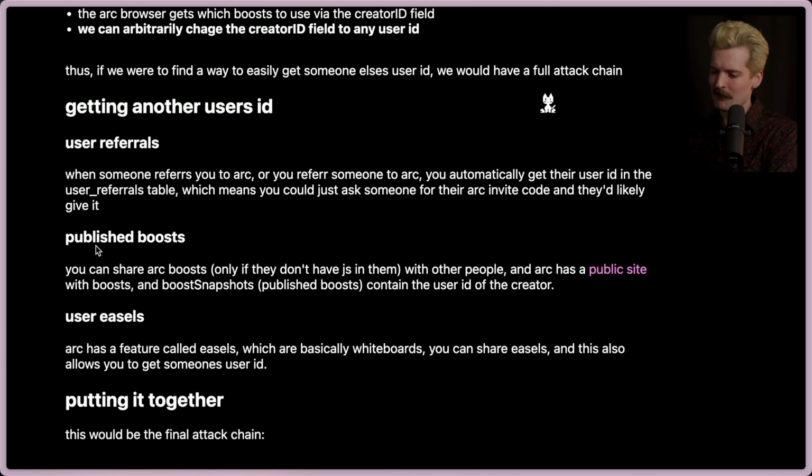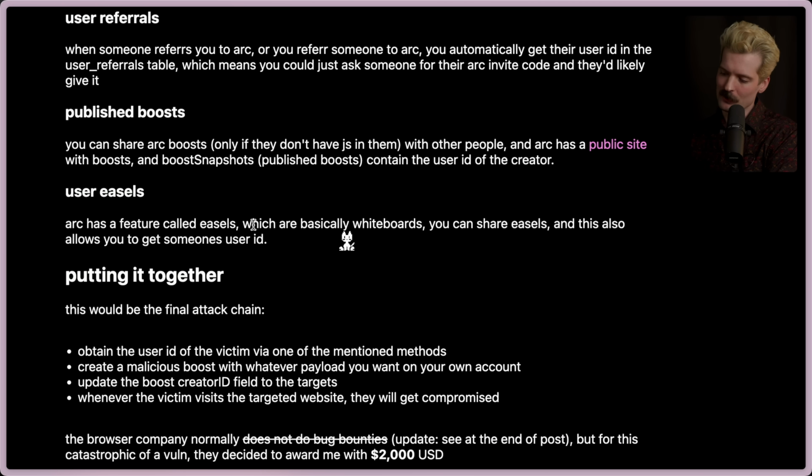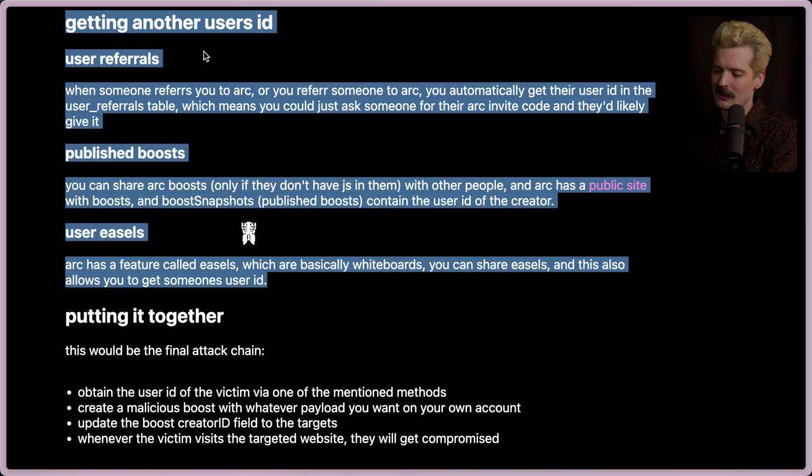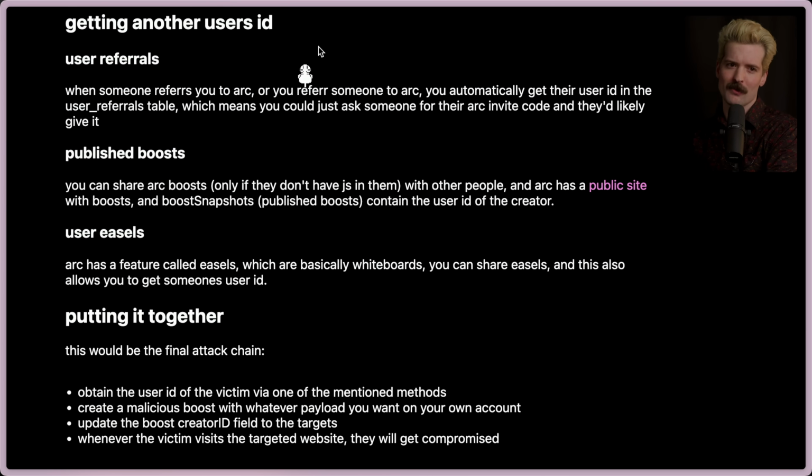Great. Then we have publish boosts. You can share Arc boosts, but only if they don't have JS in them with other people. And Arc has a public site with boosts as well as boost snapshots. And all of those contain the user ID. There's also the easels feature, which are basically whiteboards to share things that you're doing on a website, and those also give you access to the user ID. So there's a couple different ways to get user IDs, because without that, you can't exploit. But as soon as you have somebody's user ID, you can go ham.